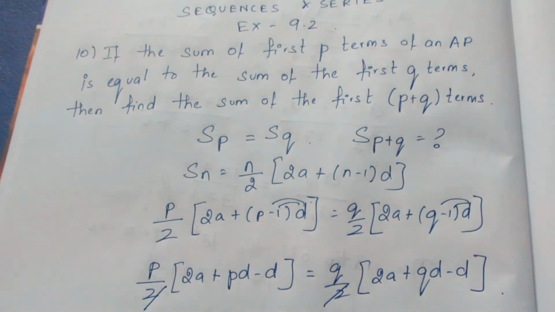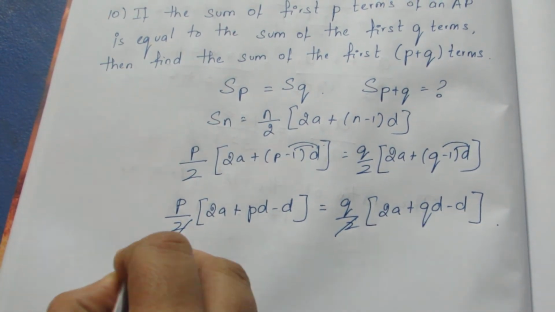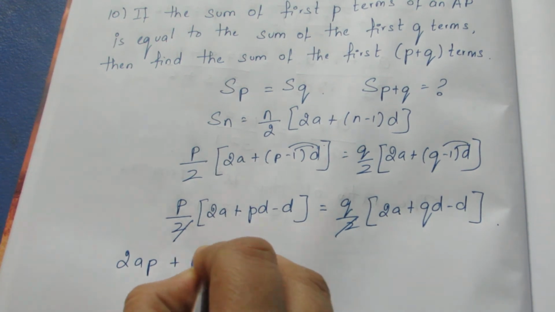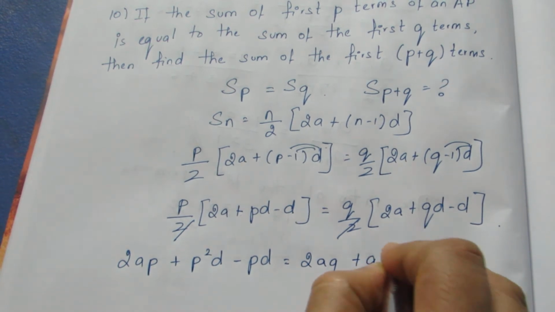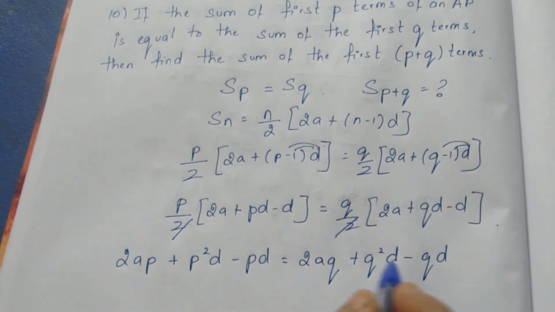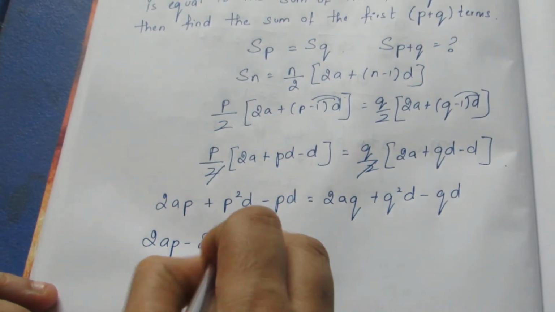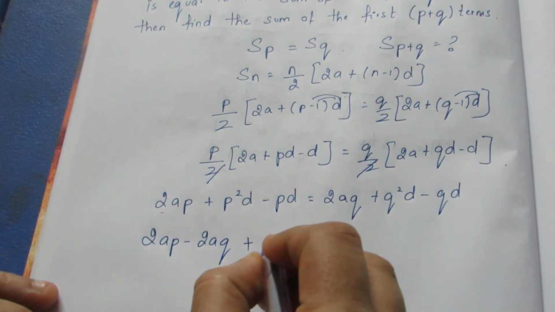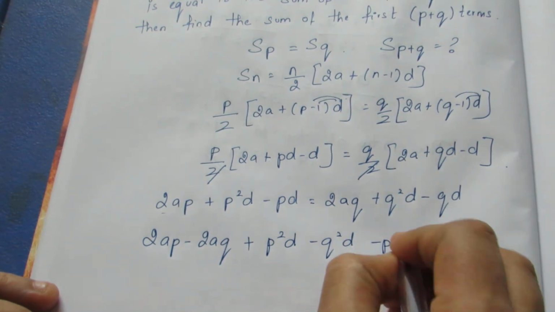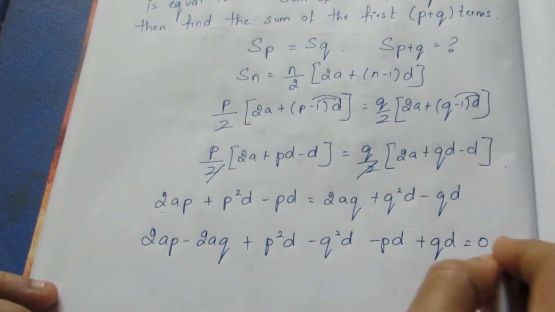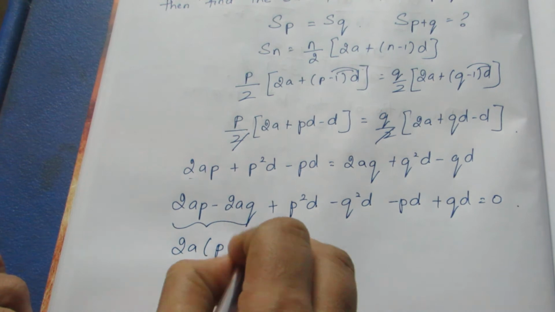Here 2 gets cancelled. If I multiply this inside, P inside, same way I am going to multiply Q inside, it becomes 2AP plus P square D minus PD is equal to 2AQ plus Q square D minus QD. I am going to bring everything to one side, so it becomes 2AP minus 2AQ. All the like terms together I am writing here, P square D minus Q square D minus PD plus QD equal to 0. Now taking 2A common here, 2A, here it becomes P minus Q.